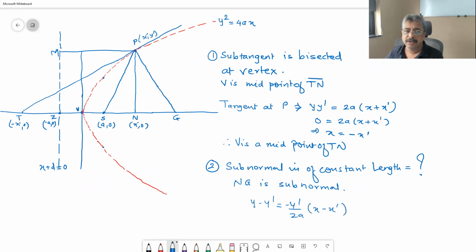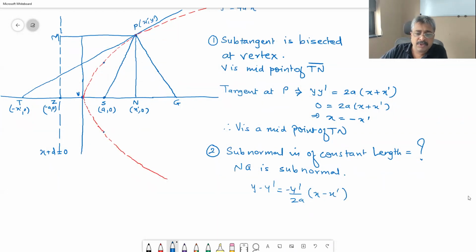That is one way of drawing the normal. You know many more ways of doing it, but I just do it by perpendicularity, and then I put y is equal to 0, and therefore I get minus 2a y dash is equal to minus y dash x plus y dash x dash. I don't know whether this will lead to something. x y dash is equal to y dash x dash plus 2a y dash.